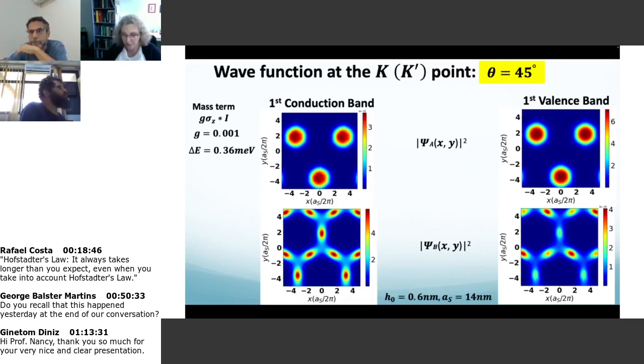Having said that, I never worked on the TBG, but when I saw the moiré patterns in the TBG, and I look at the models that people use, the continuum models that people use to describe it, especially there is this model by Vishwanath et al., Ashwin and company.